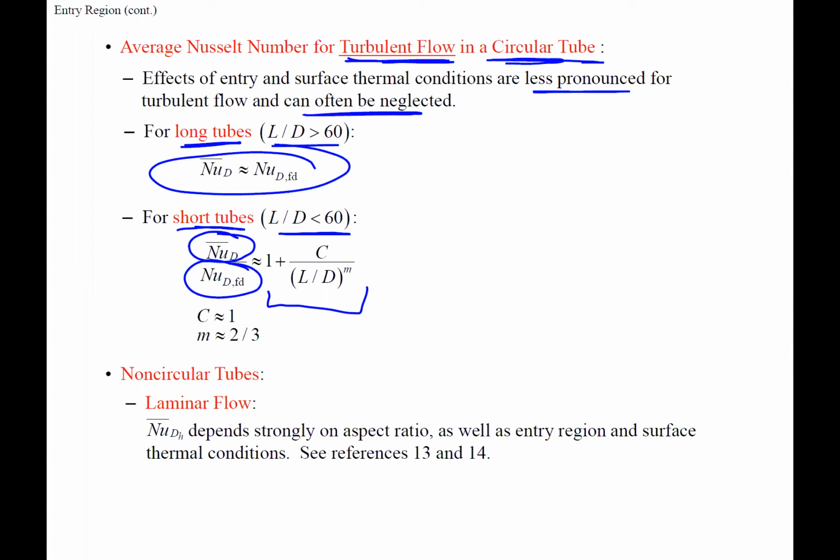All right, so now if we switch to non-circular tubes, it gets a little more tricky, right? And that's where the book starts pointing you into other references, maybe journal articles or books that are more in depth on that area. Okay, so non-circular tubes and looking at this entry length.